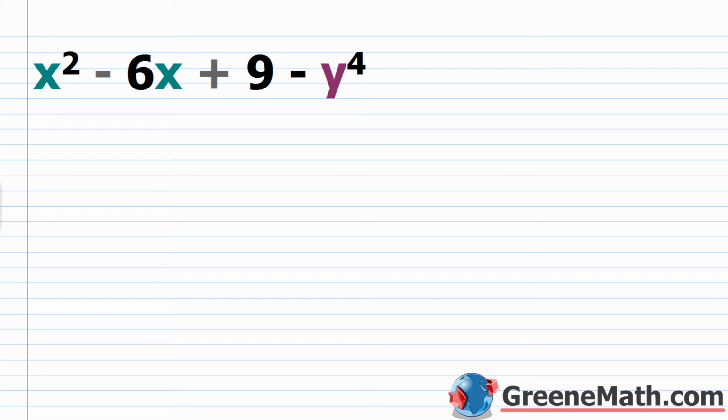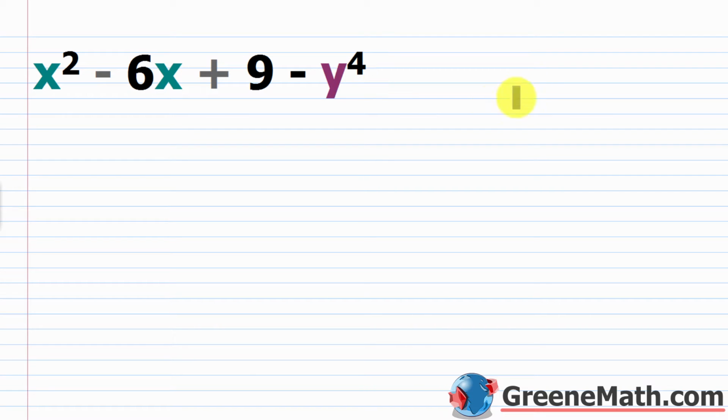All right, let's take a look at factoring x squared minus 6x plus 9, then minus y to the fourth power. So when you get a four-term polynomial and you're trying to factor it, in most cases you need to use grouping, okay? But in this particular case, you can't really use grouping. That's not going to get you anywhere.